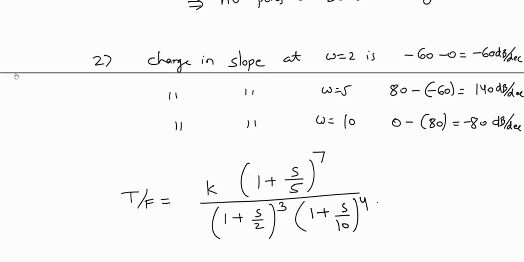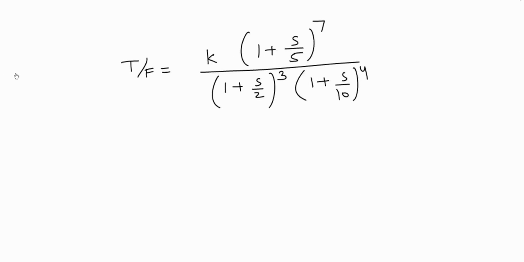The k value is determined by considering the known magnitude at a given frequency. If you observe the Bode plot, you will find that at omega equal to 0.1 the magnitude is plus 40 dB. Now we will apply this condition.